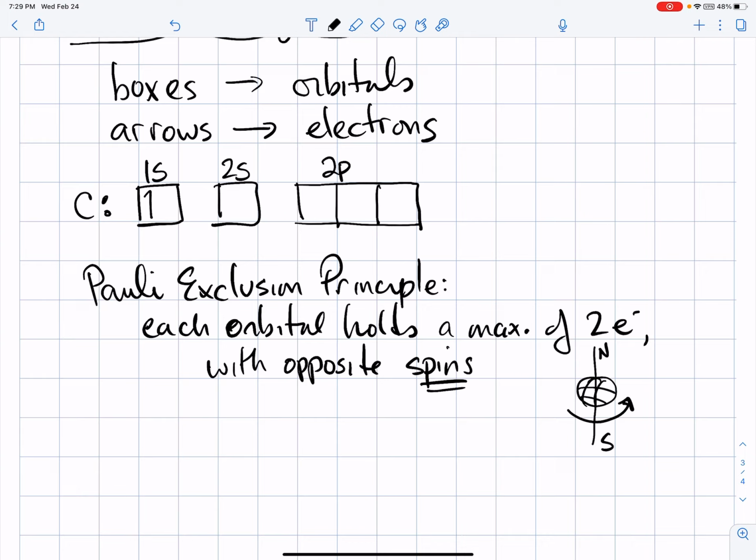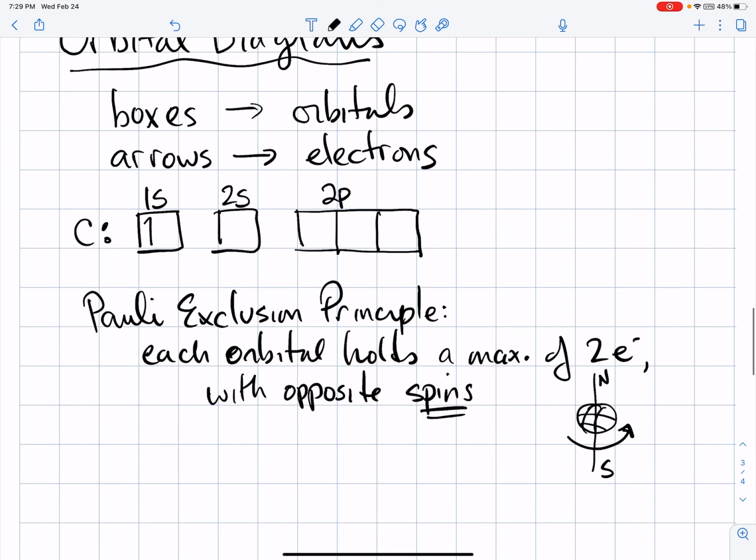Pauli's principle says that each orbital holds 2 electrons, but they must have opposite spins, so their magnetic fields will cancel out. When one of them spins one way, the other electron in that orbital has to spin the opposite way. So to show that in the orbital diagram, if an arrow points up, it means the electron is spinning one way. So the next electron has to have opposite spin.